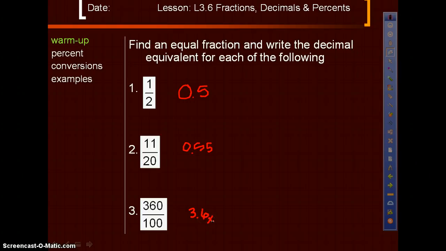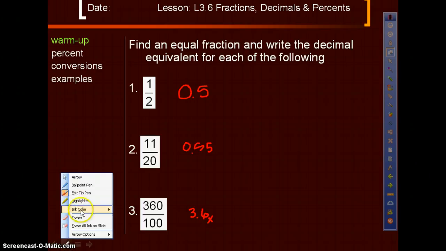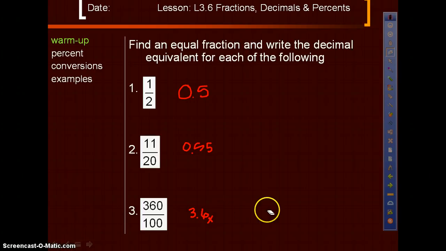For each of these, your fraction could take a lot of different forms. Therefore, I am not going to highlight the fraction just because there could be so many different forms of the fraction. Let's go ahead and continue.